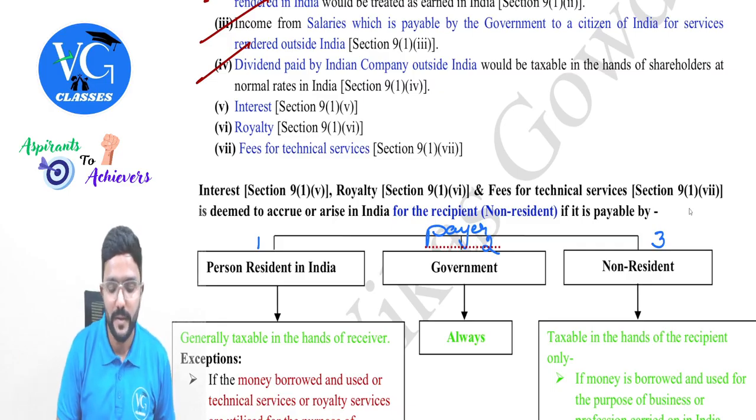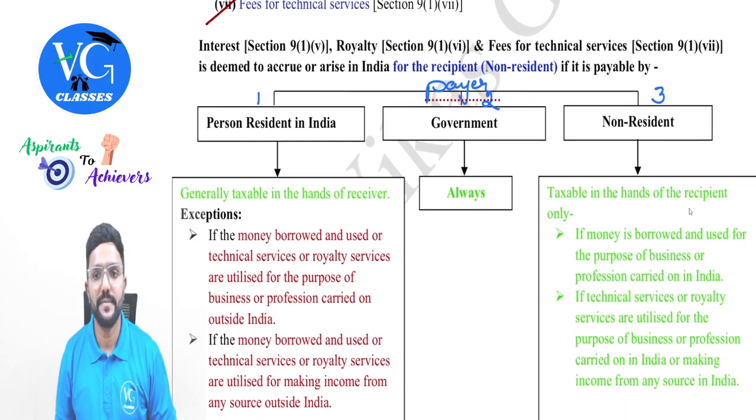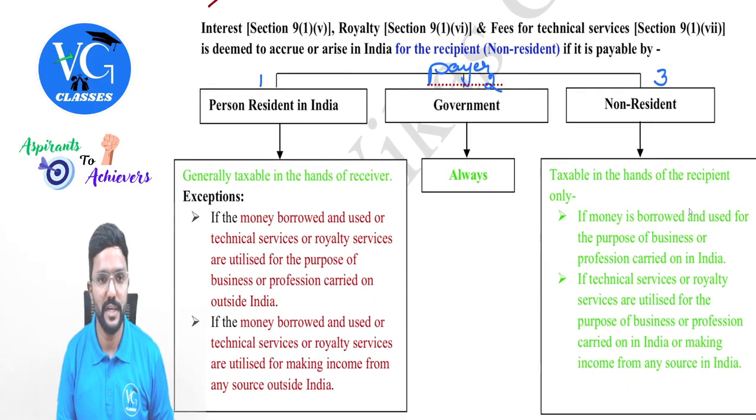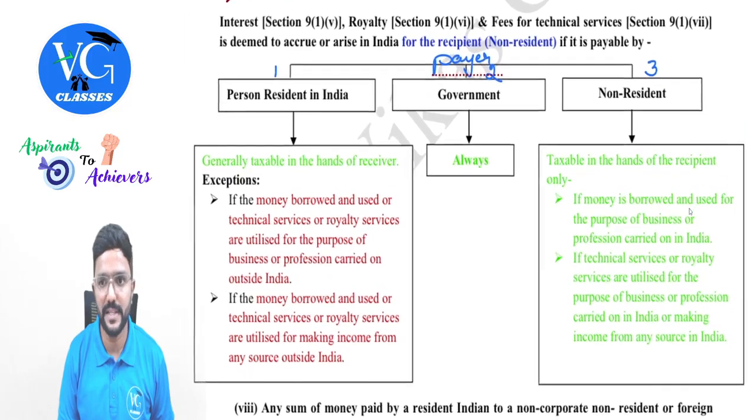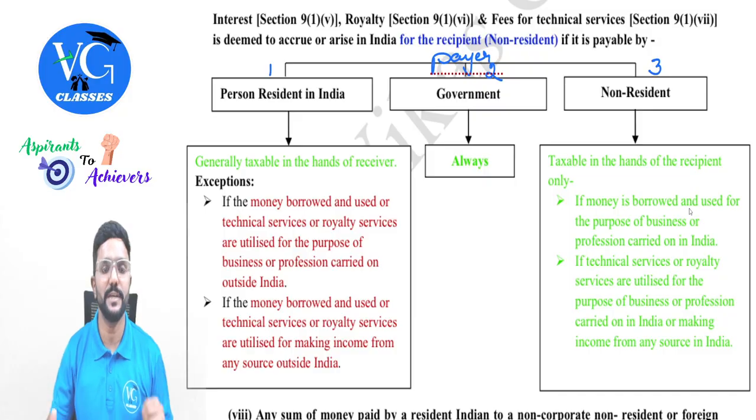Okay. Then 5, 6, 7 talk about interest, royalty, and fee for technical services, which I have covered by way of a single chart. The provision is the same for all three, guys. That is why I have covered it by way of a single chart. Let us learn it.